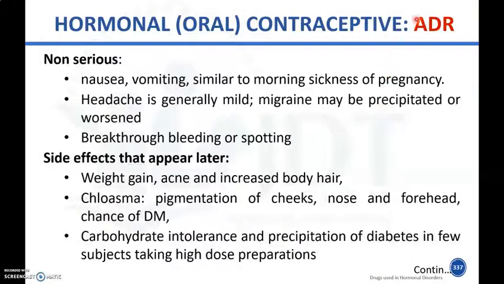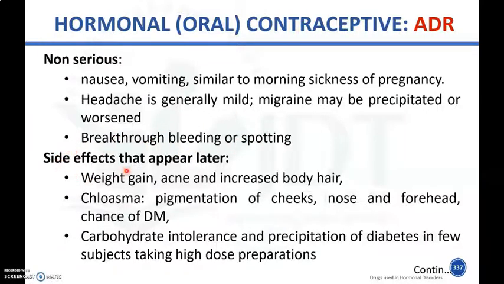Now coming to the adverse drug reactions of hormonal contraceptives, it may produce three different types of adverse drug reactions in terms of intensity. The first is the non-serious type. It may produce nausea and vomiting, which are similar to morning sickness in pregnancy. Usually the headache is mild, but migraine may be precipitated or worsened by using oral contraceptives. There will be some chance of breakthrough bleeding or spotting.